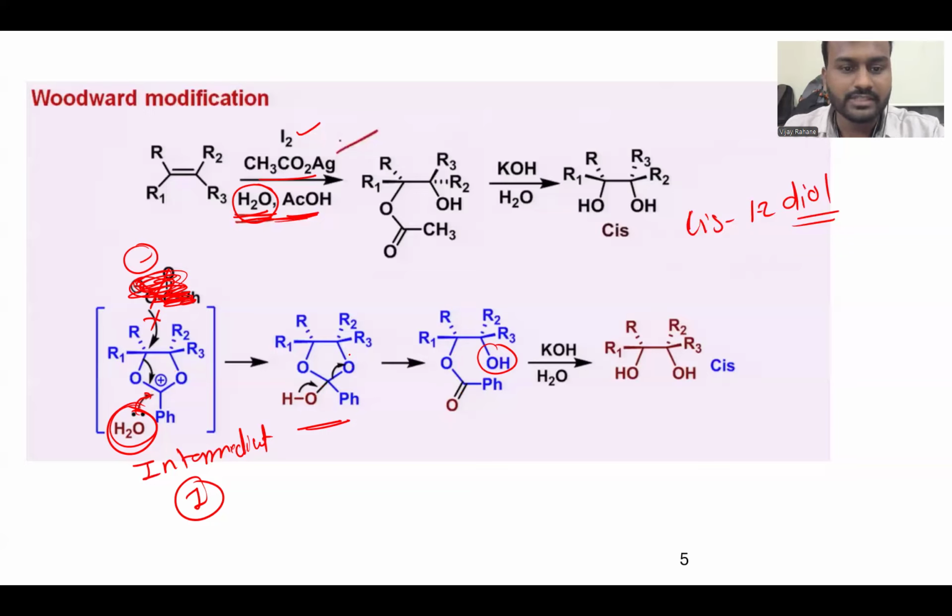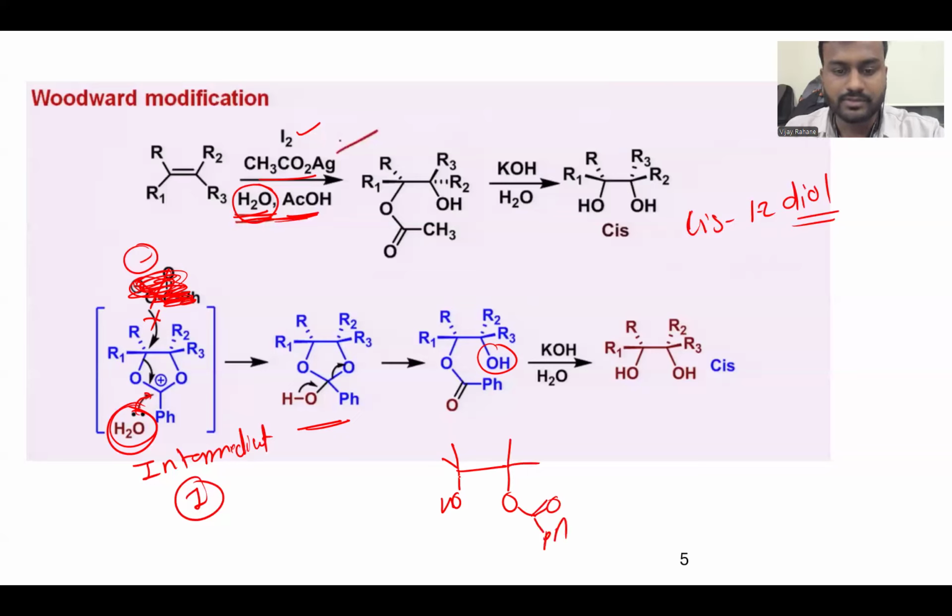So if you look here, you can see there is migration of this benzoate group, right? So either the OH can be here, or if you look at another possibility, this can be OH also. But if you look at the stereochemistry, syn or trans, it will remain the same.